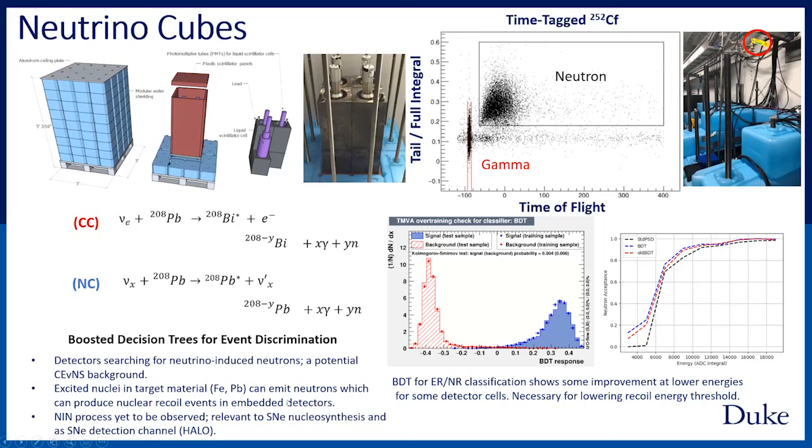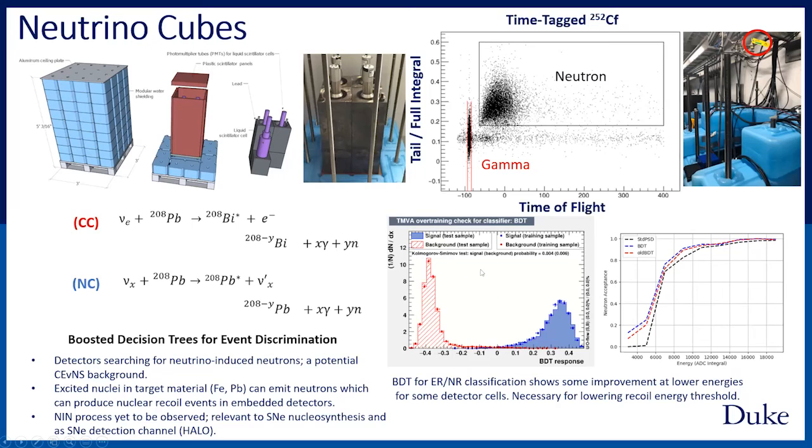It's relevant to solar neutrino nucleosynthesis and halo. In this case, a machine learning approach was used to tell the difference between gamma and neutron in this plot in the low energy range. This is showing a time-tagged californium-252 source, used to generate data that you can train with. Because it's time-tagged, you can clearly separate the neutrons and the gamma. The black rectangle is the neutron, and the right part is the gamma.